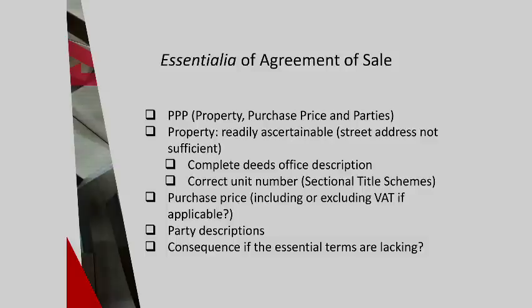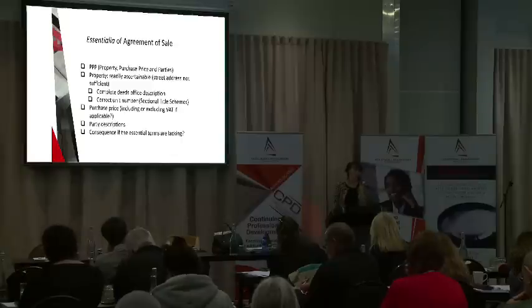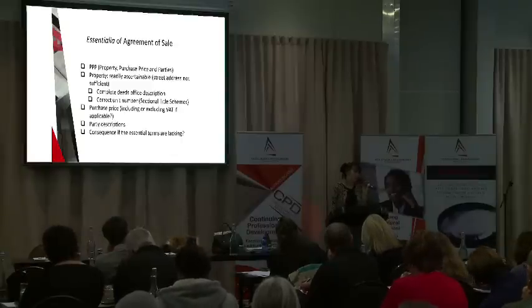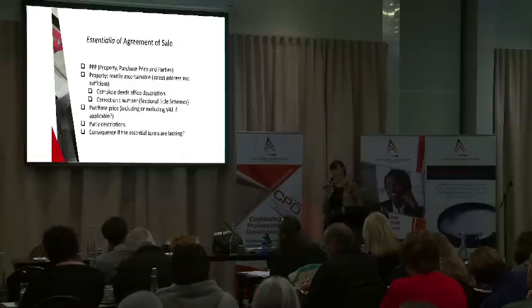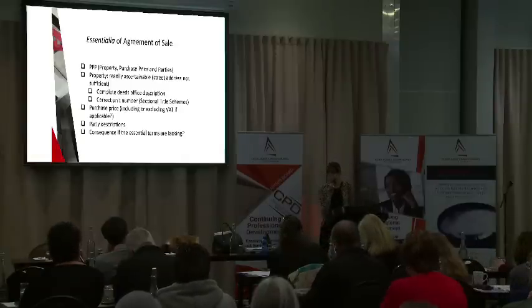So we call it the PPP: property, purchase price, and parties. Now, this seems pretty straightforward, pretty obvious, but this is often where certain mistakes slip in, which can, in fact, affect the validity of the agreement. Firstly, your property description needs to be accurate. As conveyancers, we require a full deeds office description. Of course, it is the conveyancer's responsibility to double-check the description, but you don't want a situation where your agreement is invalid before the conveyancing process has started.